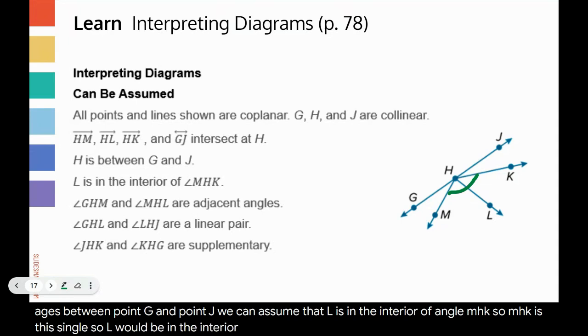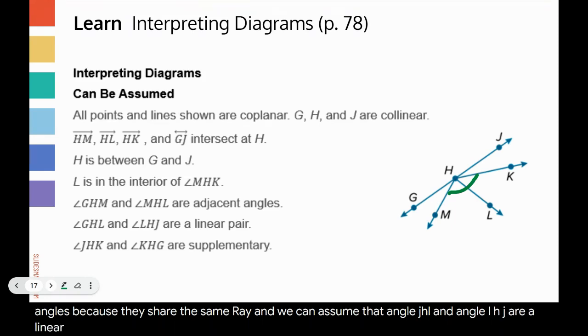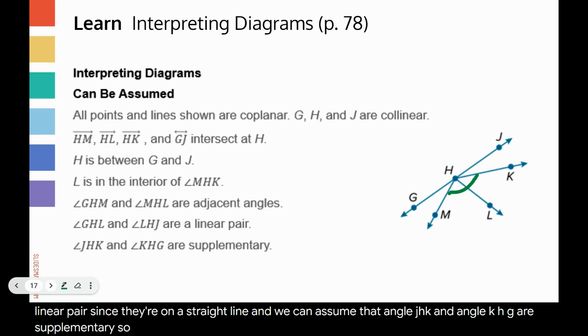We can assume that angle GHM and angle MHL are adjacent angles because they share the same ray. And we can assume that angle JHL and angle LHG are a linear pair since they're on a straight line. And we can assume that angle JHK and angle KHG are supplementary. And so they're going to add up to 180 degrees.